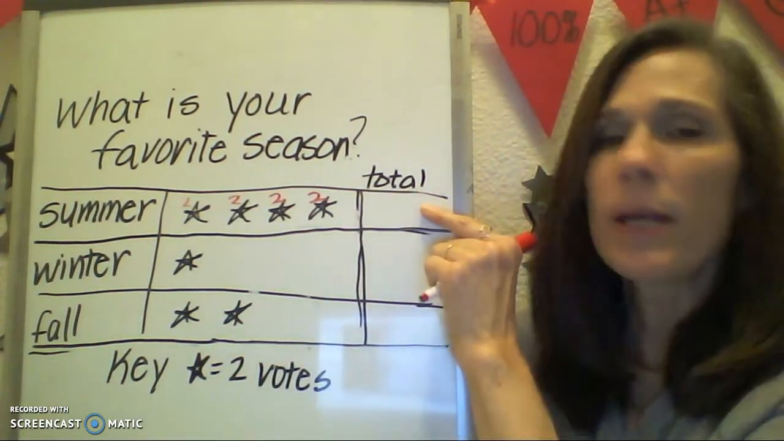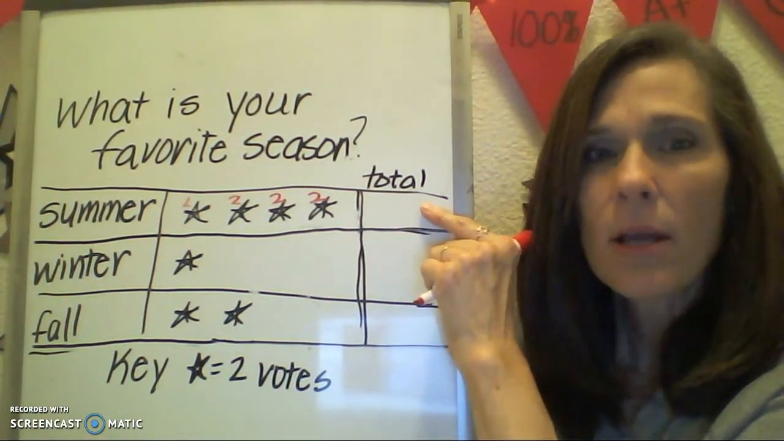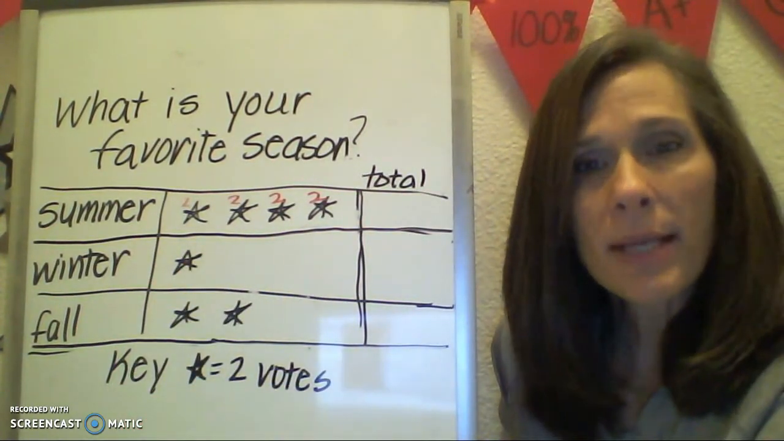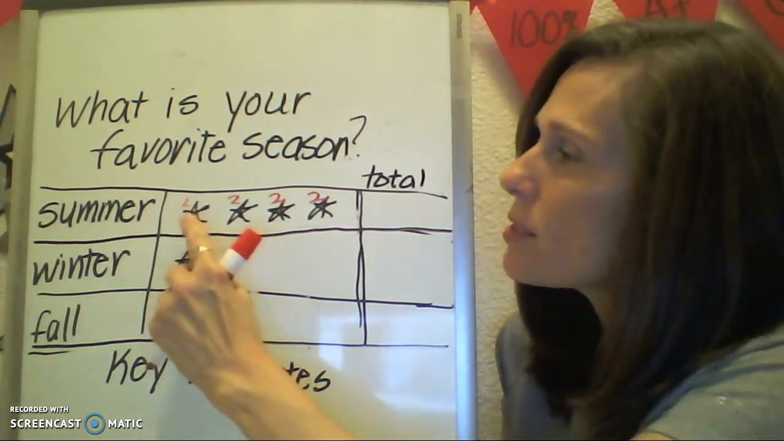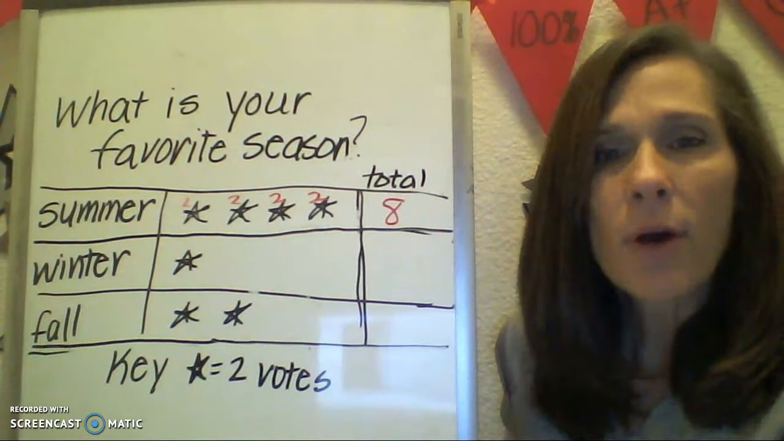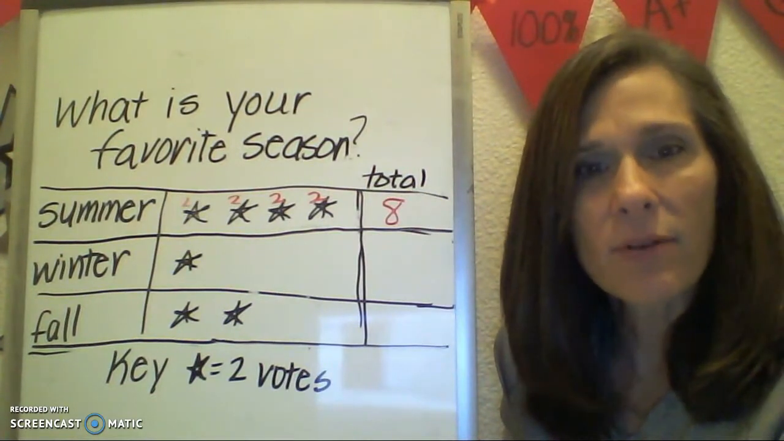So if I put a 4 here, that would not be the correct answer. If each star represents 2 votes, now I would count them by 2s. So 2, 4, 6, 8. So actually 8 people voted for summer as their favorite season.